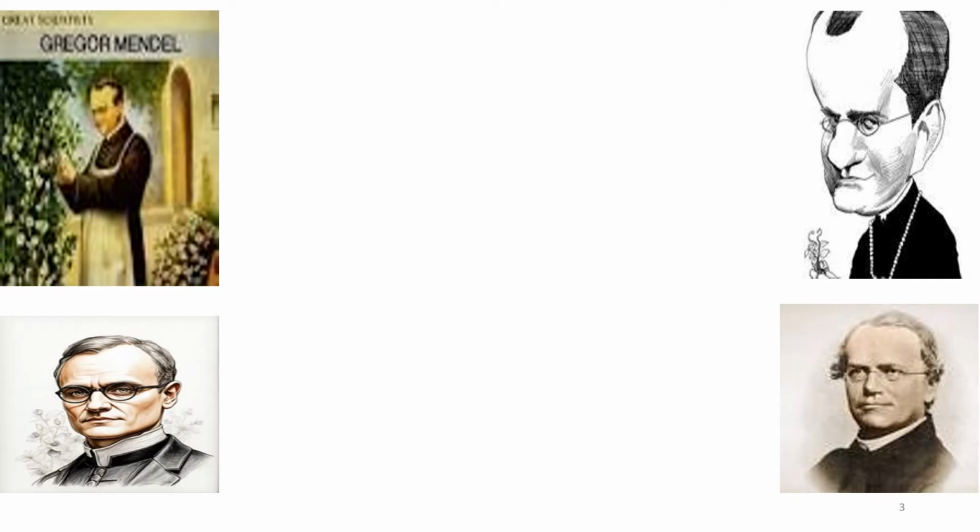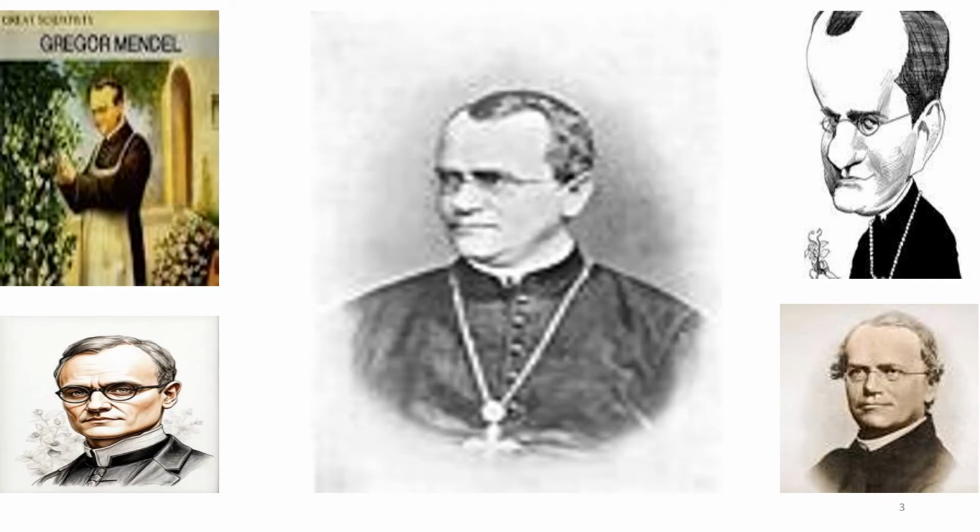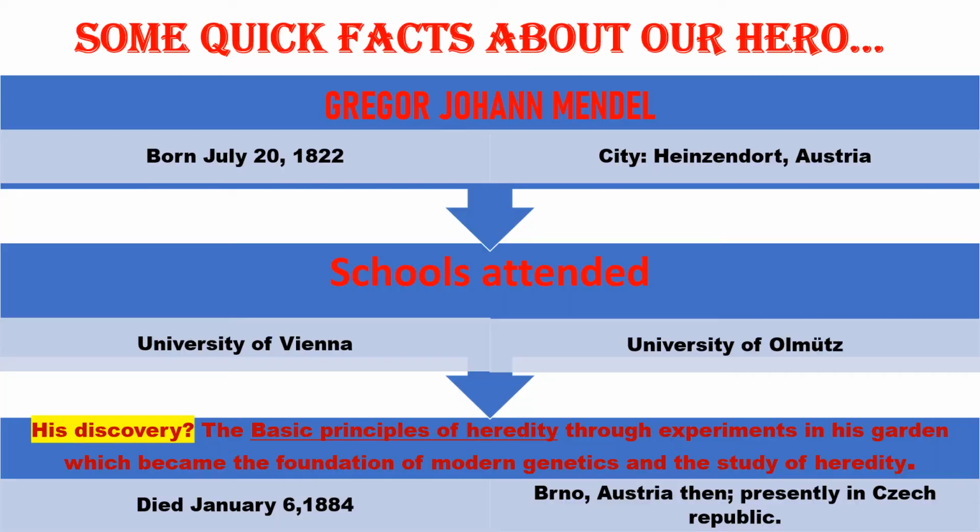This is Gregor Mendel, the man of the moment, the man who brought about Mendel's Laws of inheritance. Gregor Mendel was born 20th July 1822 in the city of Exeter in Austria then, and he attended the University of Vienna as well as the University of Olmutz. So what's his major discovery?